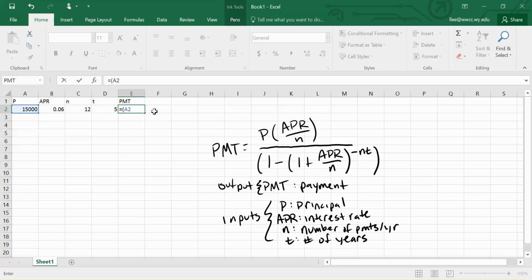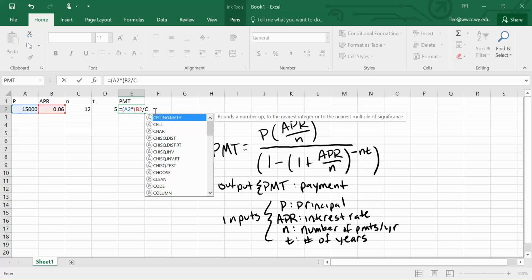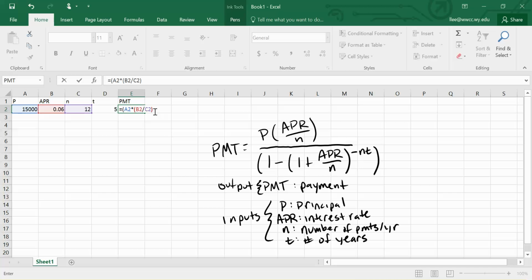Multiplied by, so star, which is shift 8, new set of parentheses for that interest divided by N. So our interest comes from B2, divide, you just use the slash sign. B2 divided by n, which is C2. Close your parentheses, and I need to close the first set of parentheses to tell Excel my numerator has stopped, right? So all we've typed in so far is the numerator.